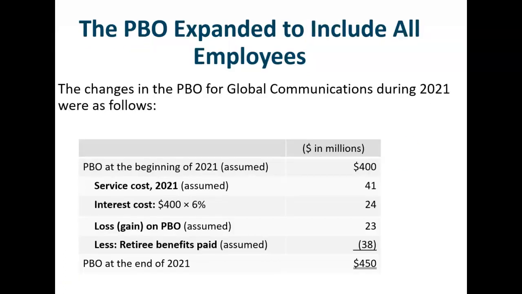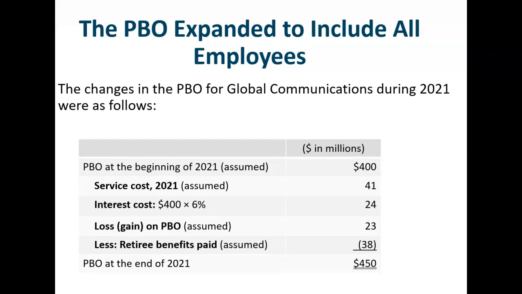For our sole employee, the PBO at the end of 2021 is $192,254. Let's now say that Global Communications has 2,000 active employees covered by the pension plan and 100 retired employees receiving retirement benefits. This illustration expands the numbers to represent all covered employees.